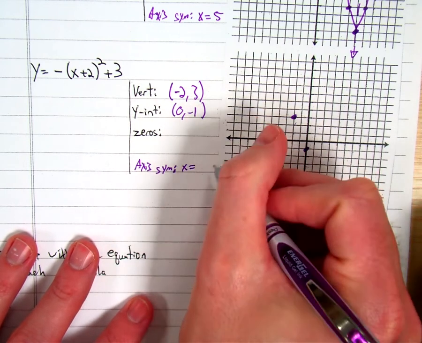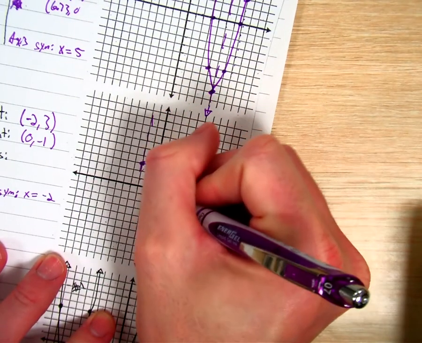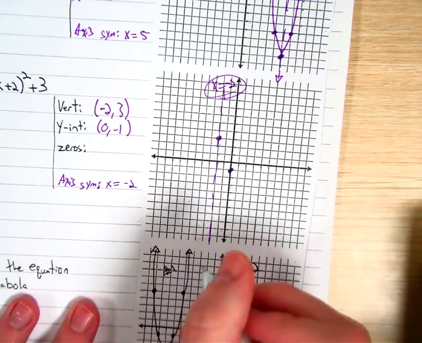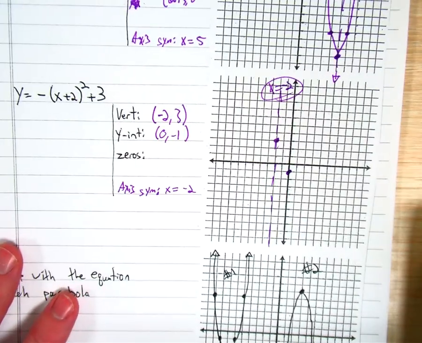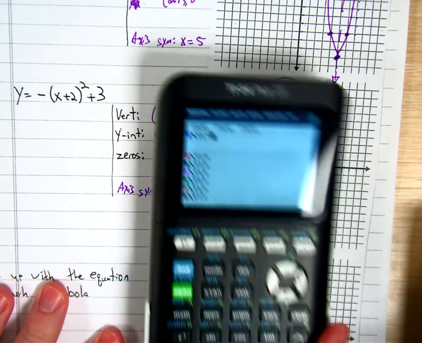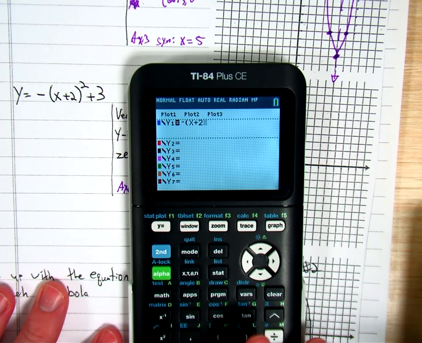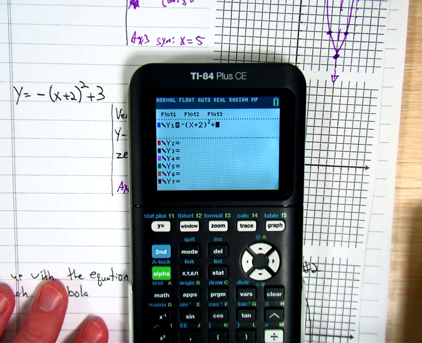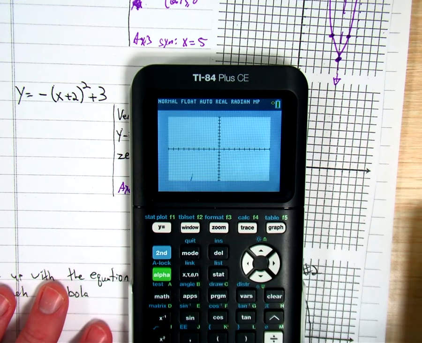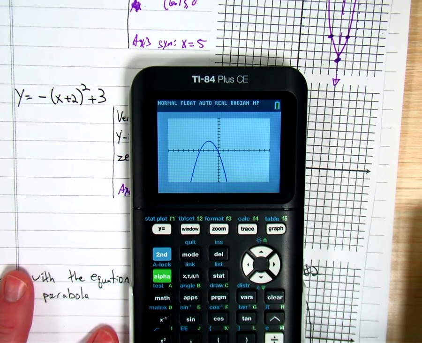Zeros, we can get those in a minute. Axis of symmetry is always our x equals the x coordinate. So we can dot that in right now before we forget it. Okay, if you want to make a table for your other points, we can. We also need to make sure we get our zeros before we forget that. Okay, negative parentheses, x plus 2 parentheses squared plus 3. Okay, so there it is.